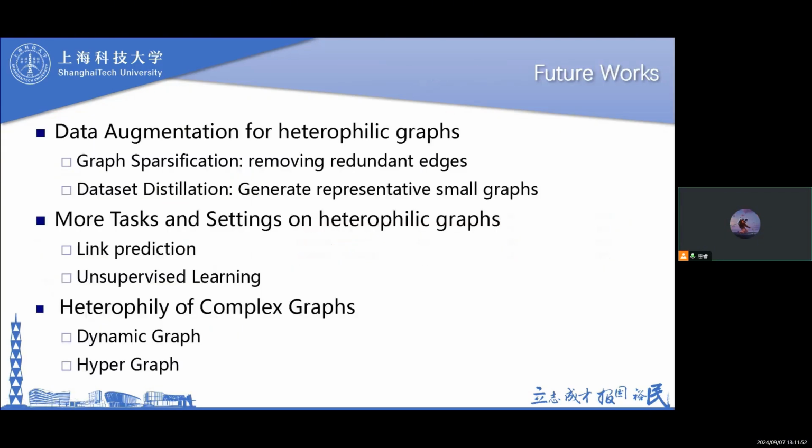Finally, we'll get to the future work. Some future work we can introduce here is, firstly, data augmentation for heterophilic graphs can be done, like graph condensation, removing redundant edges, and dataset distillation to generate representative small graphs. Secondly, we can do more tasks and settings on heterophilic graphs, like link prediction and unsupervised learning. And lastly, we can do research on heterophily of different kinds of complex graphs, like dynamic graphs, hypergraphs, and so on.